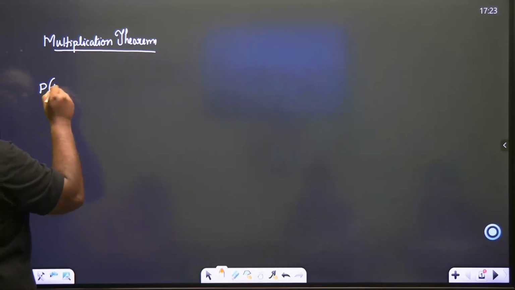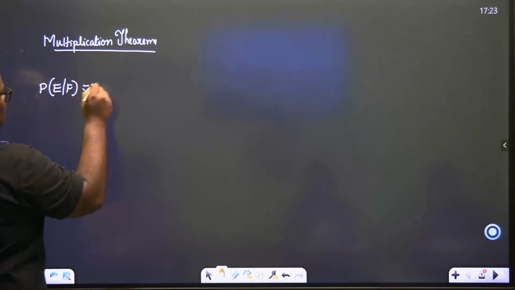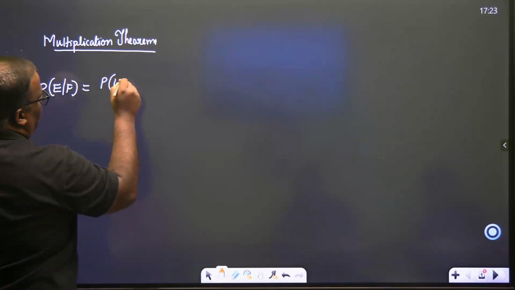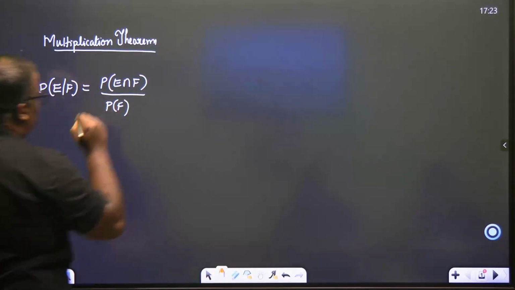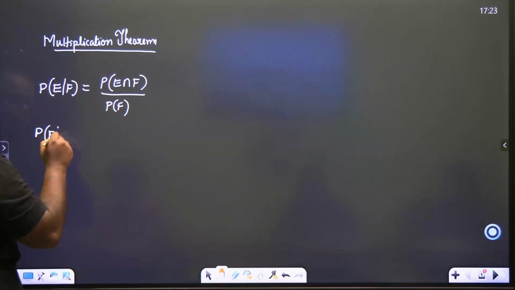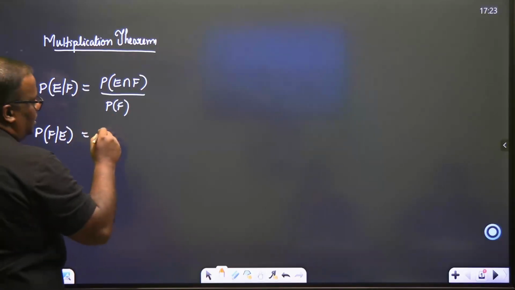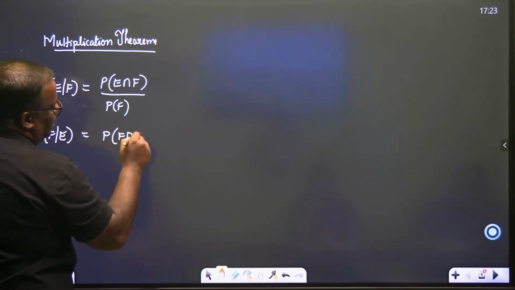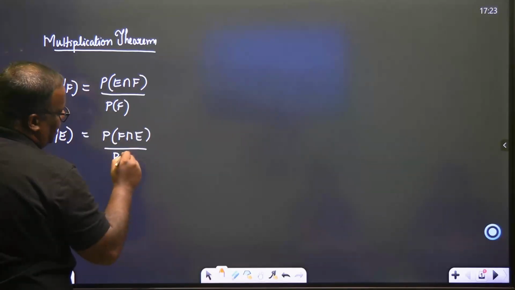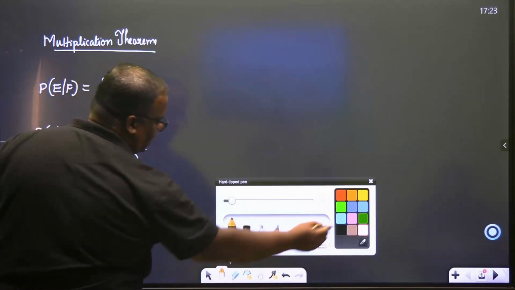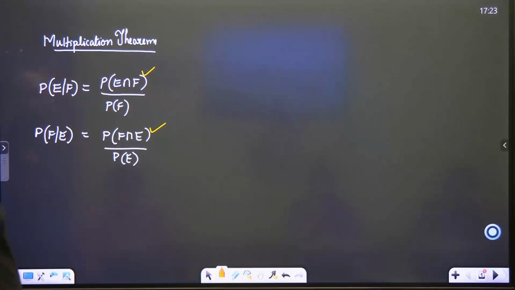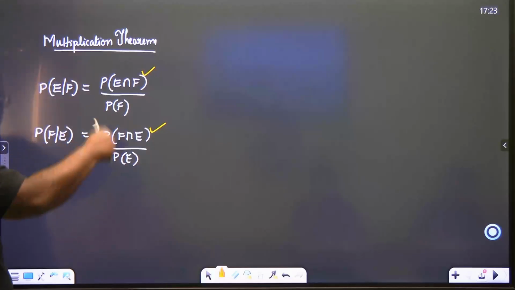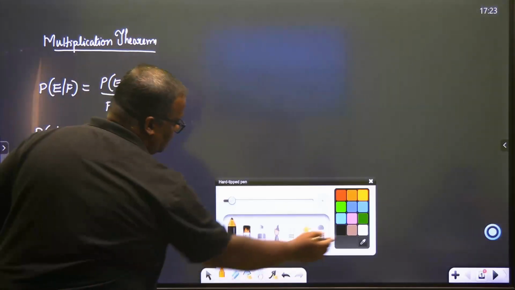So the multiplication theorem states, very easy, we know P of E given F is given by P of E intersection F divided by P of F, and similarly P of F given E, the conditional probability, is P of F intersection E divided by P of E. What we need to observe here is that these two intersections are the same thing. F intersection E and E intersection F are the same terms. So keep them on one side and cross multiply and equate the left hand side. That is the multiplication theorem.